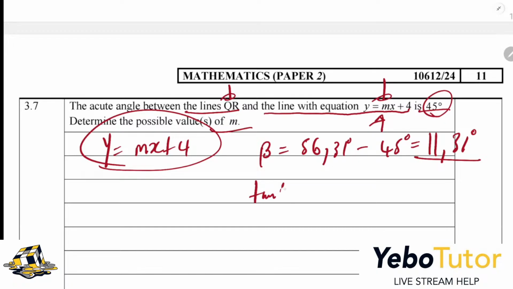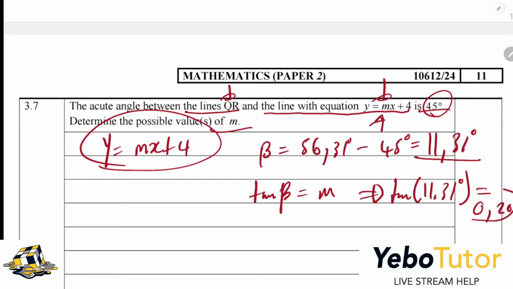Then from that point we can find the value of m, because we already know that the tan of this angle beta will give us the gradient. Then tan of 11.31 degrees is equal to the gradient. Use your calculator on your side. I'm also using mine, and on my side I am getting m to be equal to 0.20. Okay, so that's my first value of m.